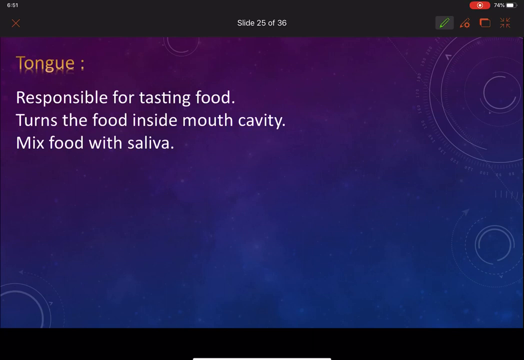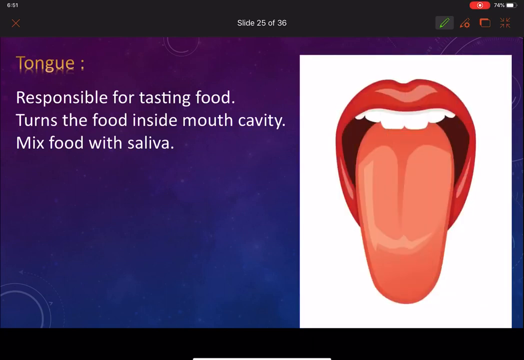The tongue. The tongue is responsible for tasting food, turning the food inside the mouth cavity, and also mixing the food with saliva. So the function of the tongue is the tasting process: it tastes food, turns the food inside the mouth cavity, and mixes it with saliva, which is the liquid found inside our mouth. Okay?